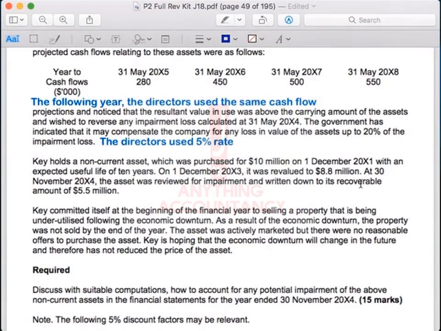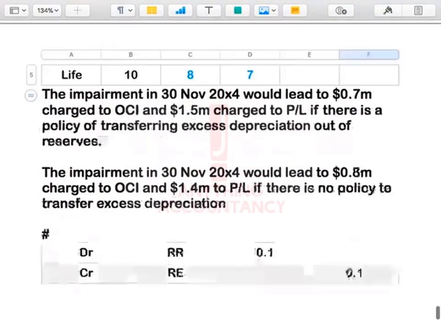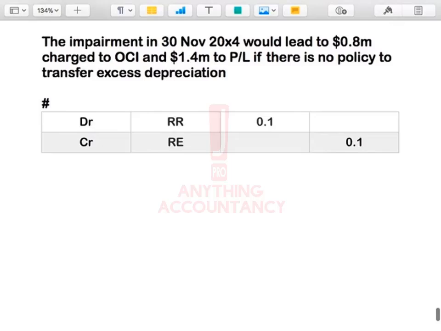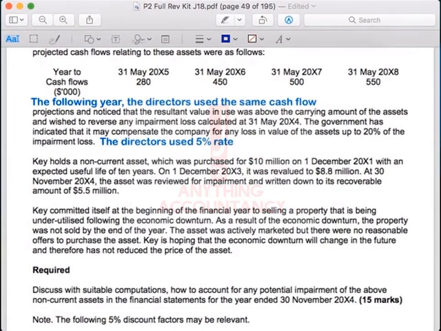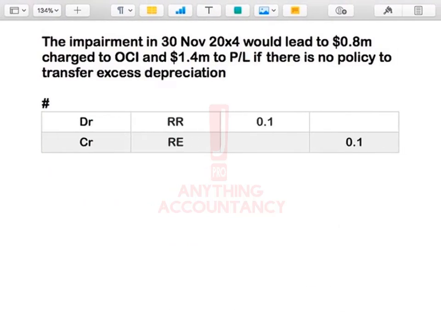Key committed itself at the beginning of the financial year to selling a property that's being underutilized following an economic downturn. As a result of the economic downturn, the property was not sold by the end of the year. The asset was actively marketed, but there was no reasonable offer to purchase the asset. Key is hoping the economic downturn will change in the future, therefore has not reduced the price of the asset. Okay, now the last one is they have classified the asset as what? It looks like they are committed to selling the property, yes or no? Okay, so we talk about this one first.